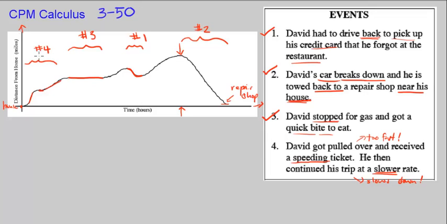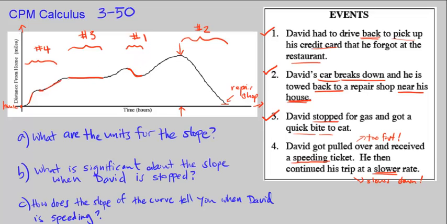So the order of the events is 4, 3, 1, then 2. Okay, so now that we're done, let's answer parts A through D. So A, what are the units for the slope? Well, we know the slope of the line is just going to be the change in y over the change in x. And we know the change in y is going to be miles. So just looking at the units, it's miles.